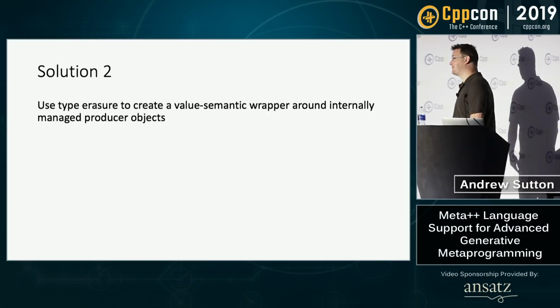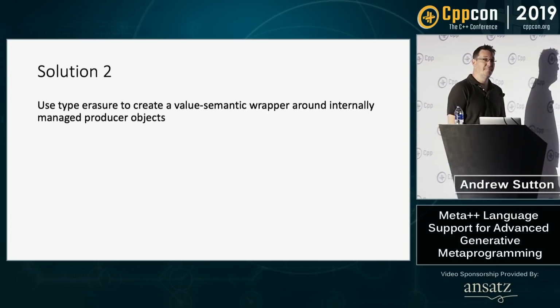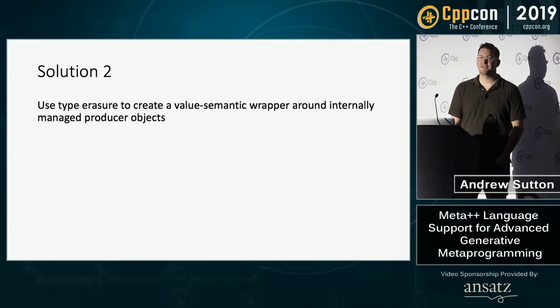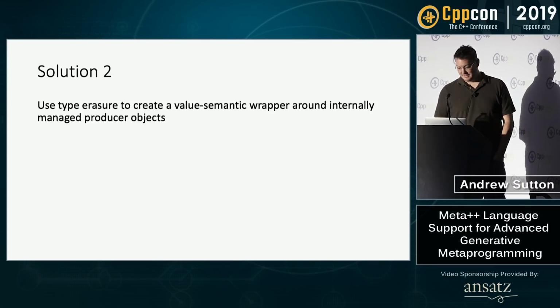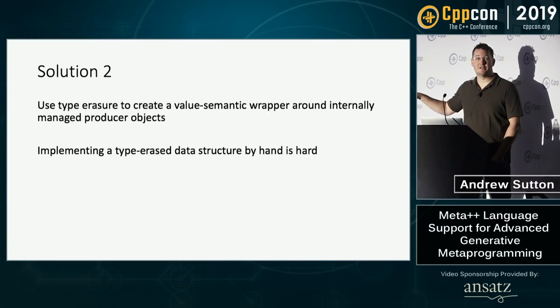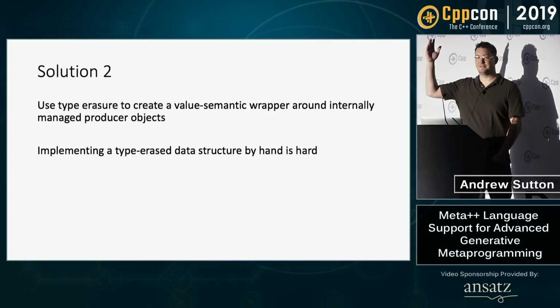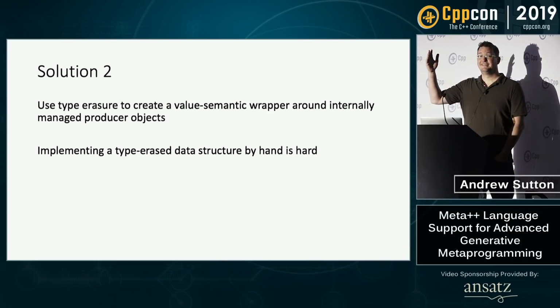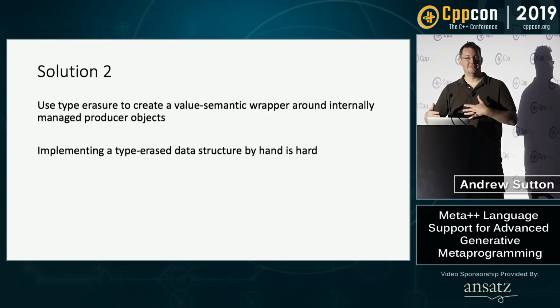The other solution, of course, since we've already talked about type erasure, is to go ahead and create a value semantic type erased object that manages an internal pointer to these things in the back end, and then sets these things up. I would say this, that implementing type erasure by hand is hard. How many people have done this, like rolled their own type erased or value? It's tedious. You've got to remember the pattern, and then you've got to get the pattern right, and it's not a trivial amount of code, right?